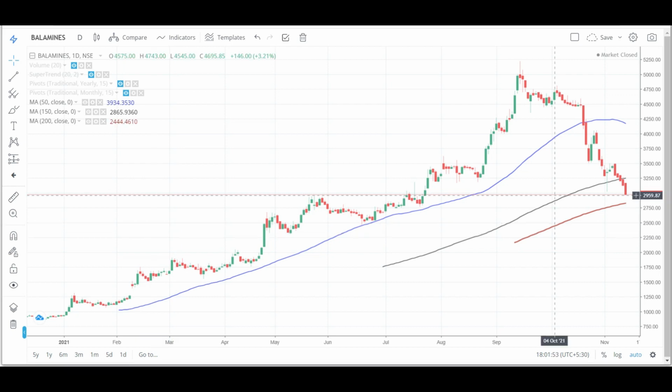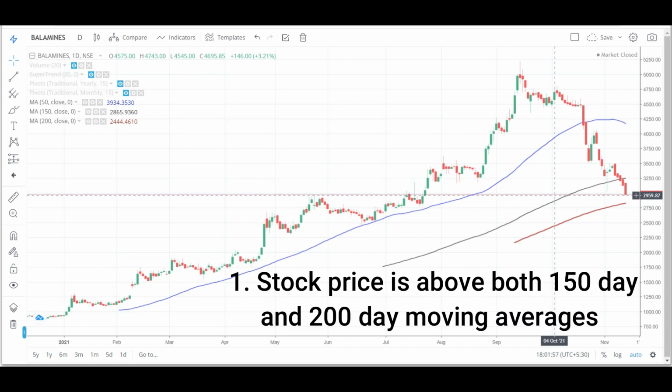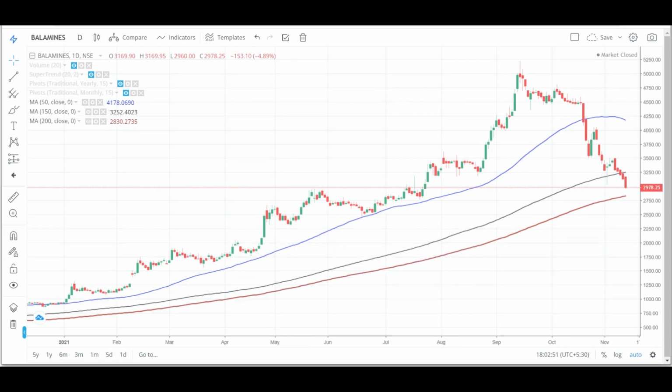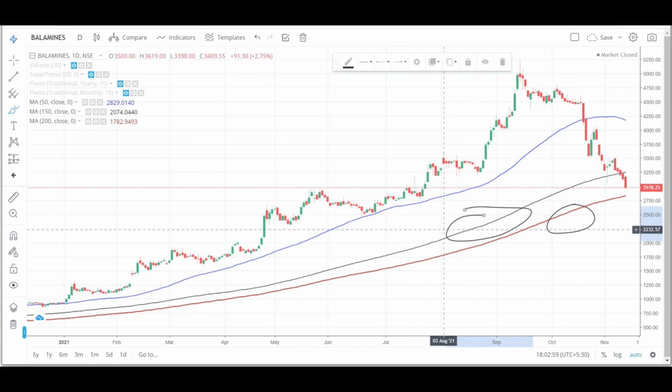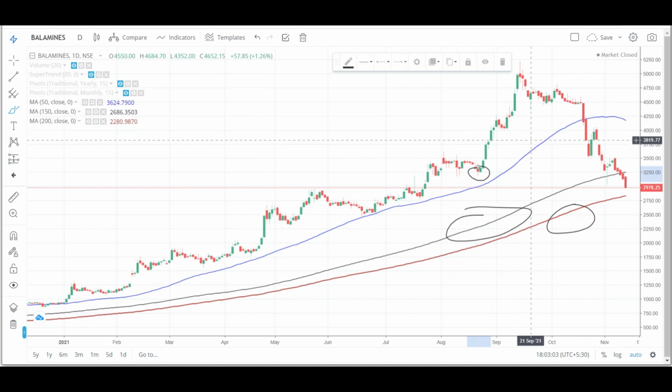The first criteria for Mark Minervini's trend template is the stock price is above both the 150-day and 200-day moving average. In this picture you can see that this red line is the 200-day moving average and this black line is the 150-day moving average. I took the trade here and the stock went up from there. When I took the trade, the stock price was clearly above the 150-day and 200-day moving average.